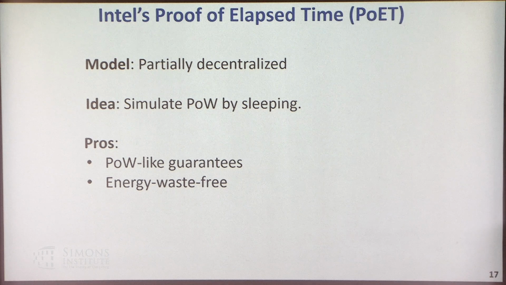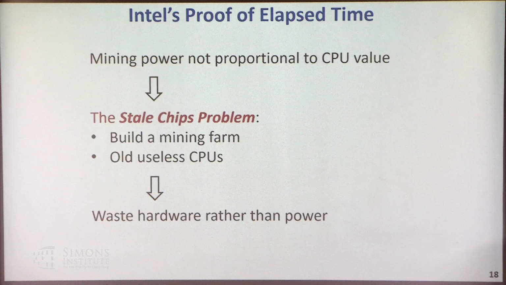They're saying instead of running the work, do nothing. Just wait for an exponentially distributed amount of time, like it would happen to you with proof of work. And then your CPU will tell you if you generated a block or you did not. So this sounds great, like proof of work guarantees, but no waste of energy. But there are two issues. So the first one is what we call the stale chips problem.